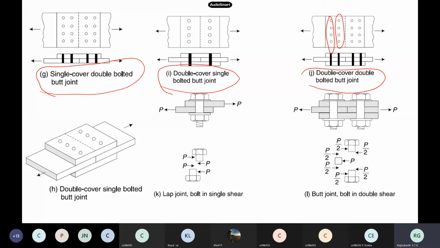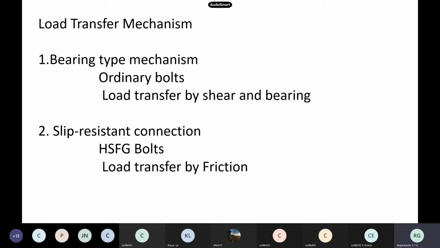Now, the only difference between the lap joint and the butt joint is the shear plane. In a lap joint you will have one shear plane, because only the two plates are connected. But if you have a double cover butt joint, you will have one shear plane here and two shear planes here. That is why this double comes into the picture. Okay, so we say bolts in double shear. So now we should know how to design these bolts.